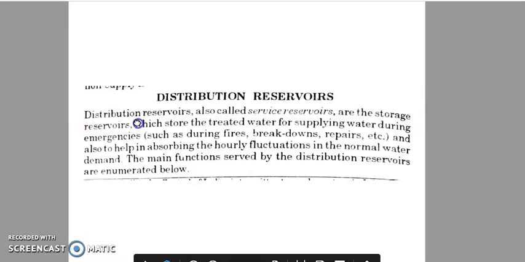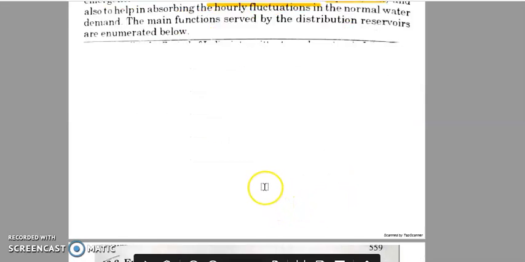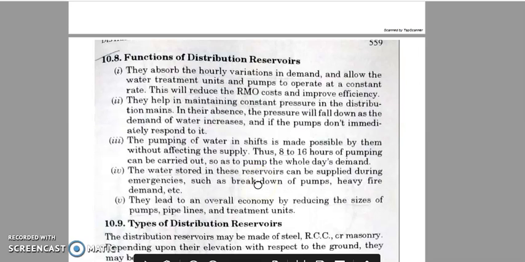These are distribution reservoirs, which are also called service reservoirs. These are the storage reservoirs which are going to store the treated water for supplying water in the regular water supply hours, and also during emergencies such as fire or any breakdown or repair. So this amount of water stored in the service reservoirs, that is the distribution reservoirs. Now what are the functions of the distribution or service reservoirs?